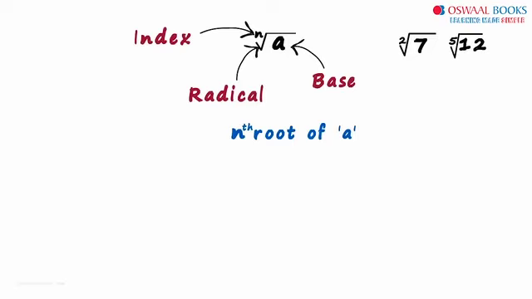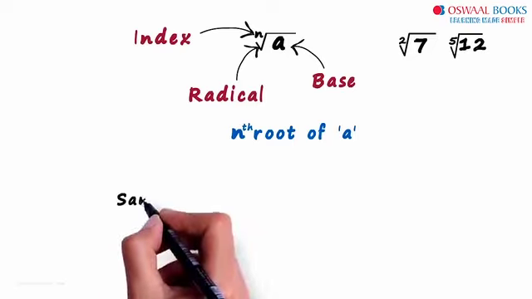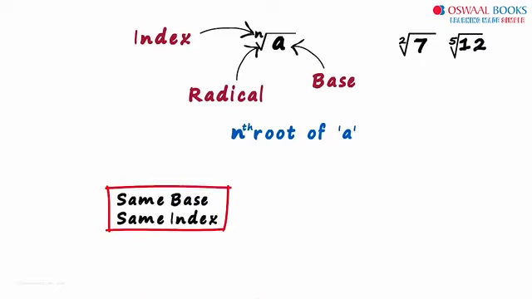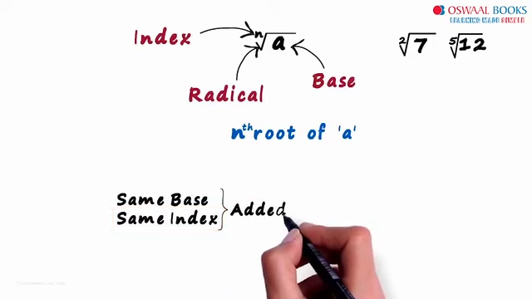What kind of real numbers can we add then? We can add or subtract the numbers only if they have the same base and the same index. Both these conditions have to be satisfied. Remember, same base and same index. They can be added or subtracted.